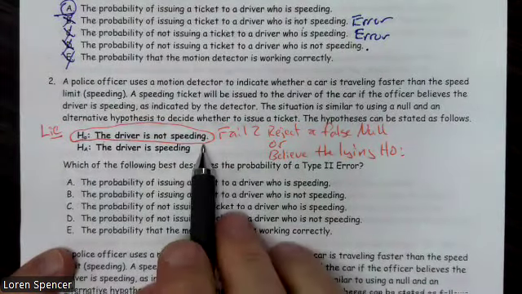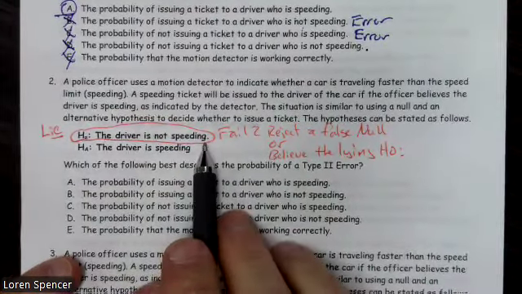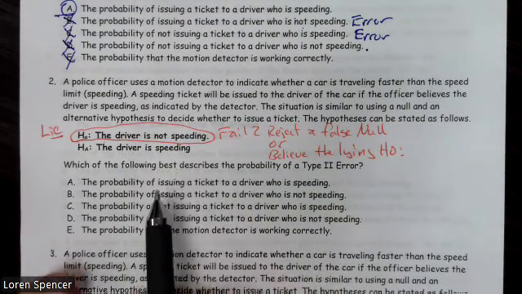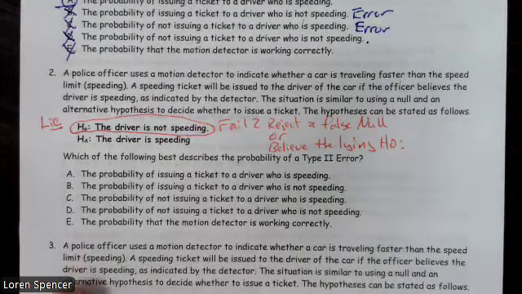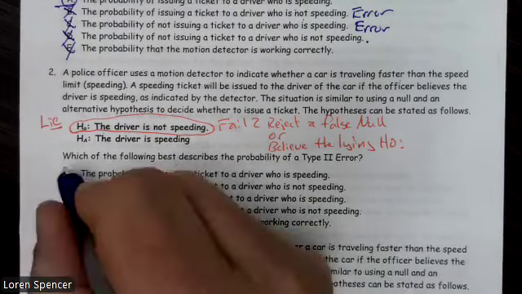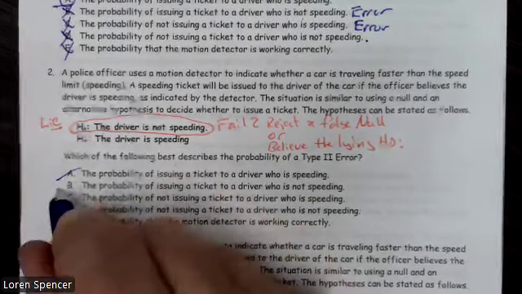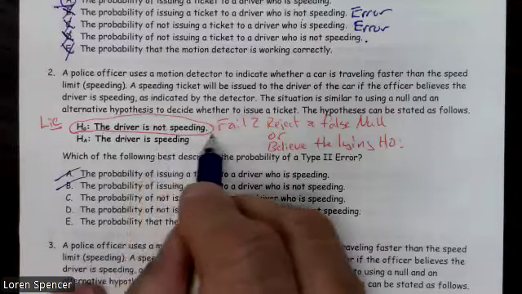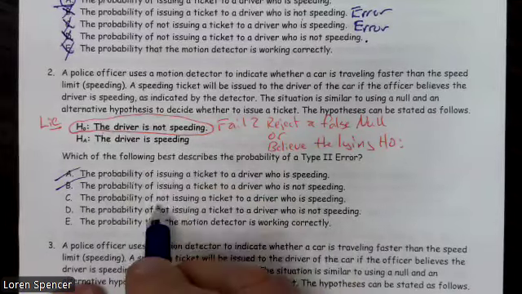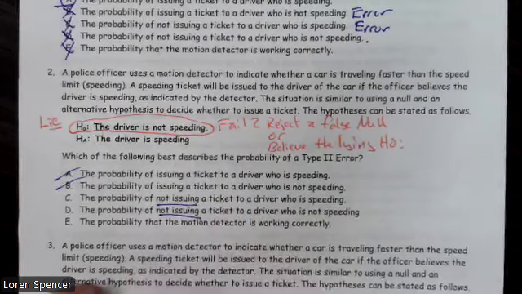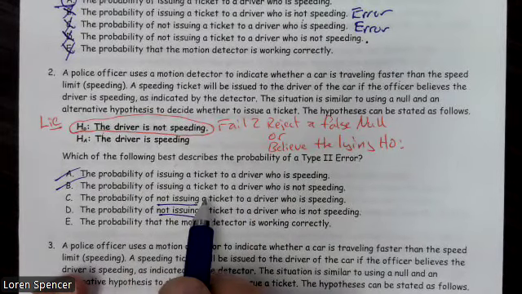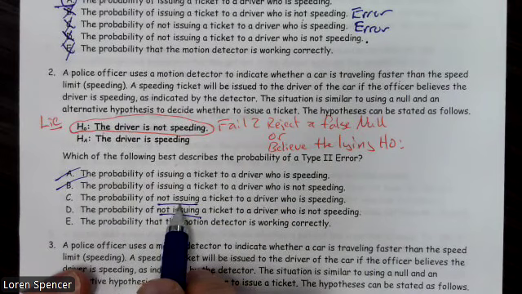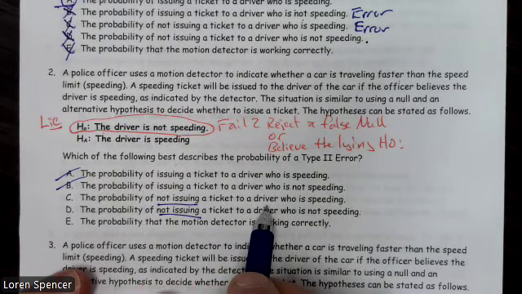So I believe they're not speeding. If I believe they're not speeding, I'm not giving them a ticket. The probability of issuing a ticket to a driver who is speeding? No, we're not issuing a ticket. We are not going to issue because we believe they're not speeding. So it's one of these two. We believe they're not speeding. The probability of not issuing a ticket to a driver who is speeding.